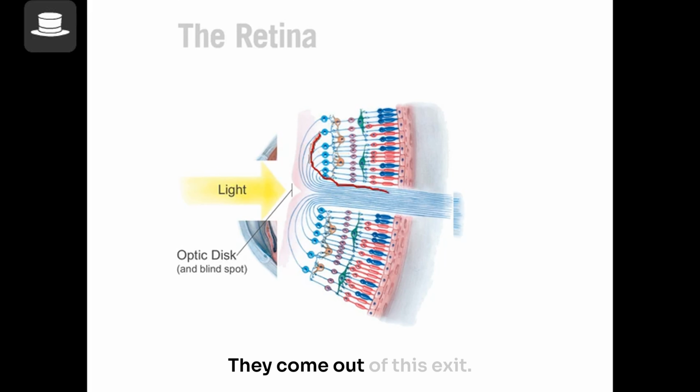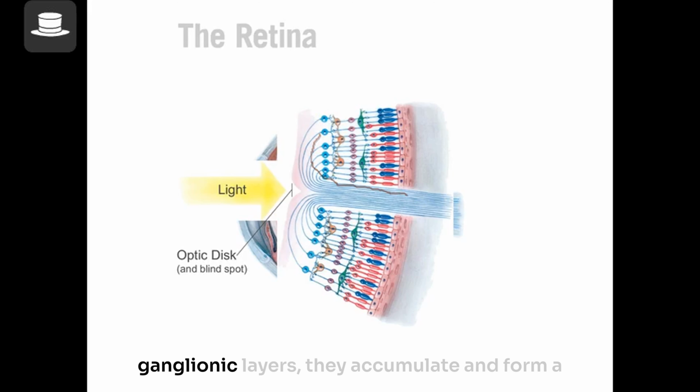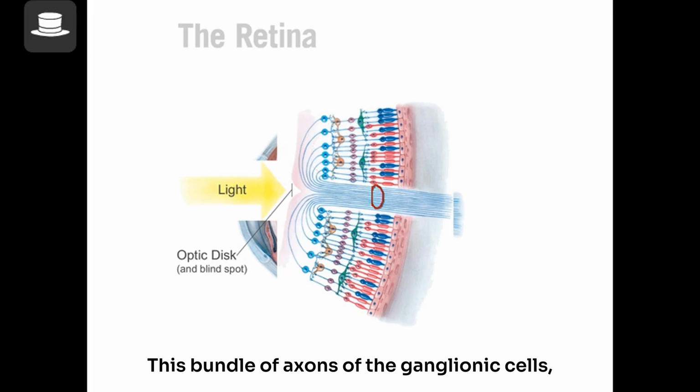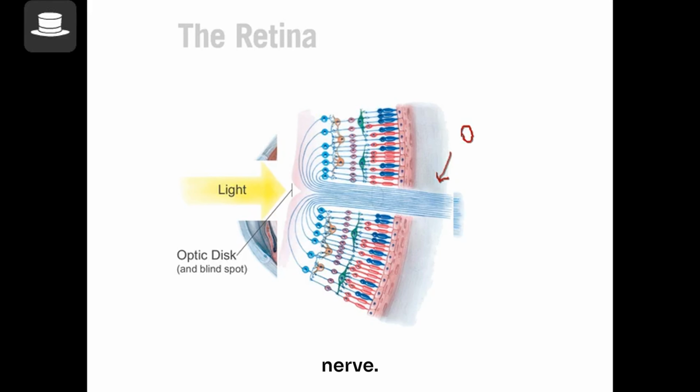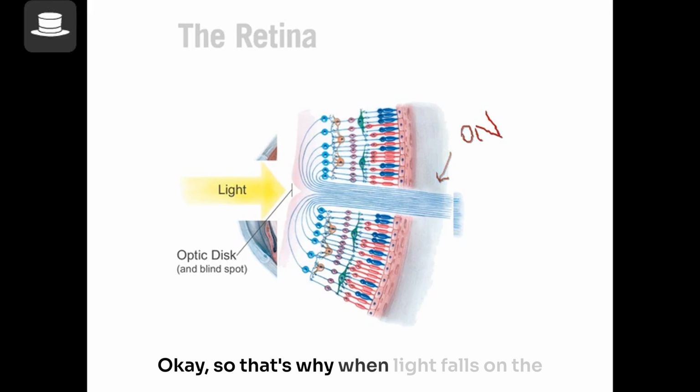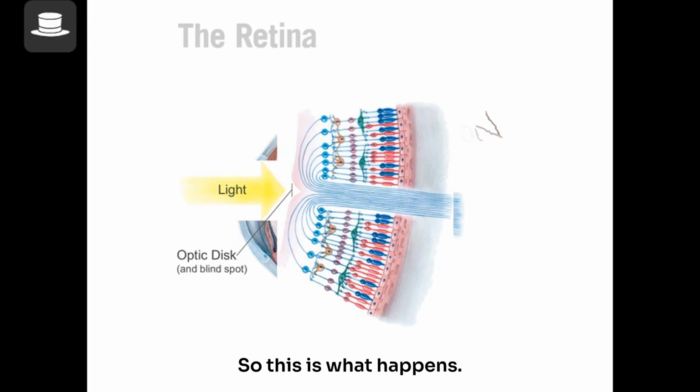Remember, we said there is one particular part of the retina where there are no retinal cells. Well, that's because the axons of all these ganglionic cells accumulate and form a bundle of axons. This bundle of axons of the ganglionic cells comes out through this exit called the optic disc or blind spot, as the optic nerve. So that's why when light falls on the optic disc, there are no retinal cells to actually capture the light.